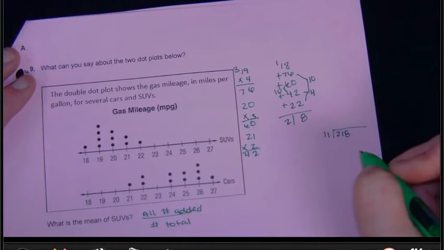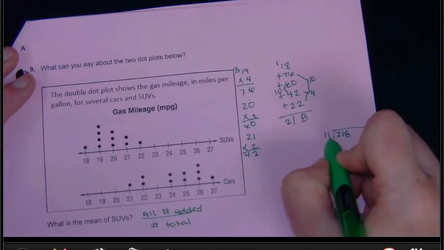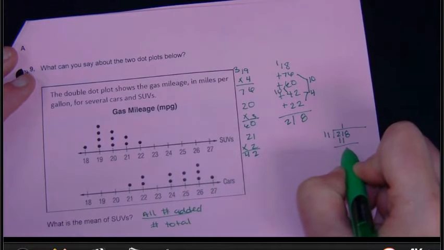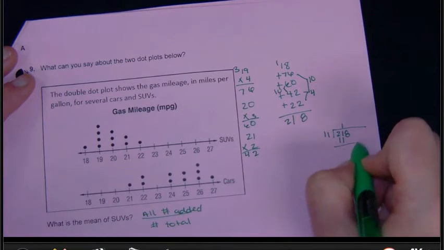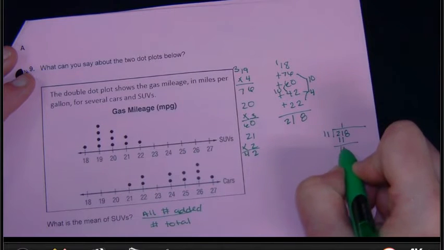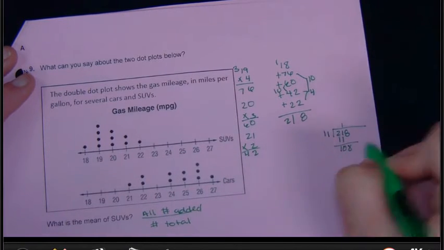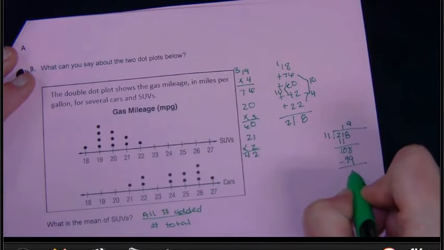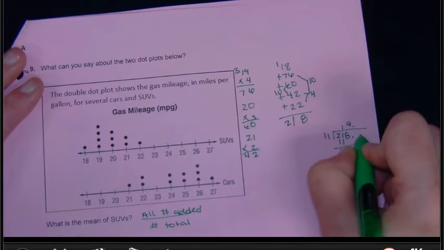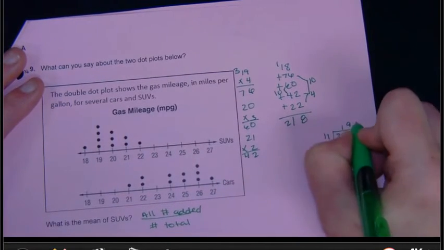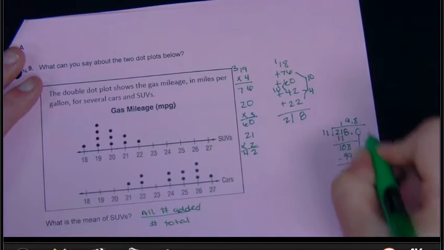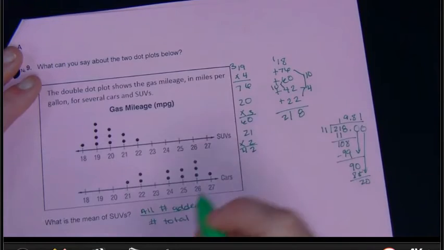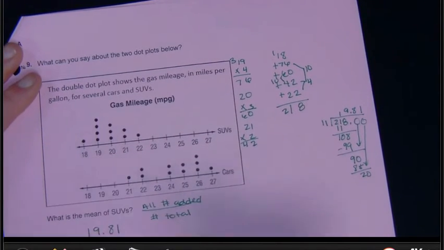Okay, now we're going to stop at the hundreds because this number will continue. Okay, so 11 goes into 21 one time with 10 left over, bring down the 8. Well, 11 goes into 108 9 times at 99. 108 minus 99 is 9. Decimal and 0. 11 goes into 90 8 times, 88. 2. Bring down the 0, goes in there 1 time at 11, and that 81 will repeat. So my mean for this is 19.81.